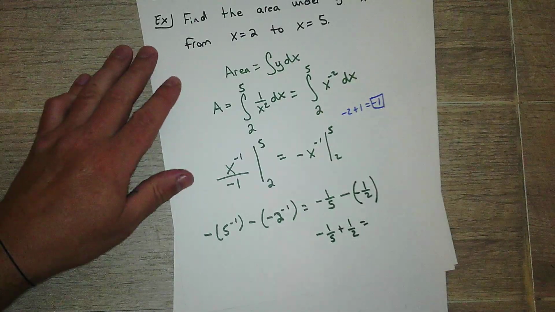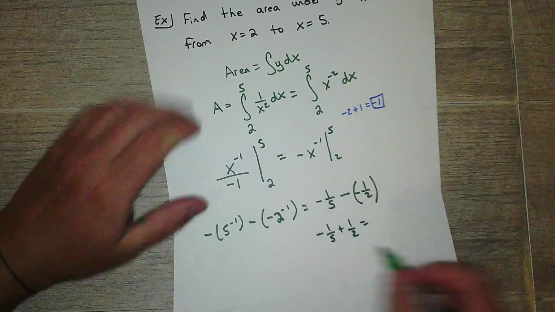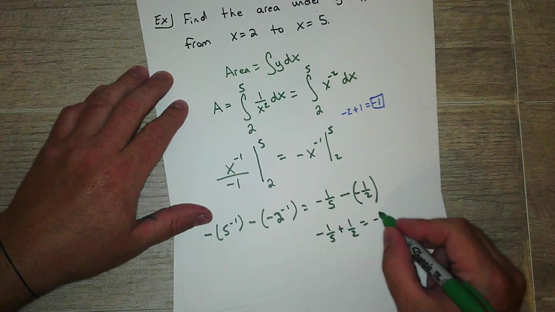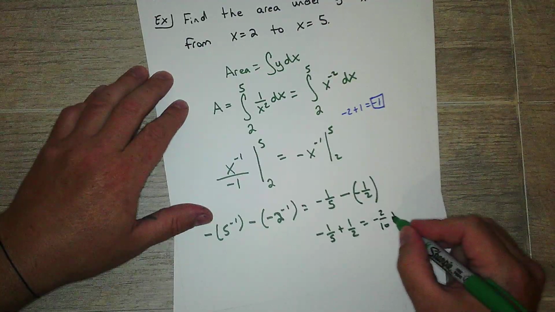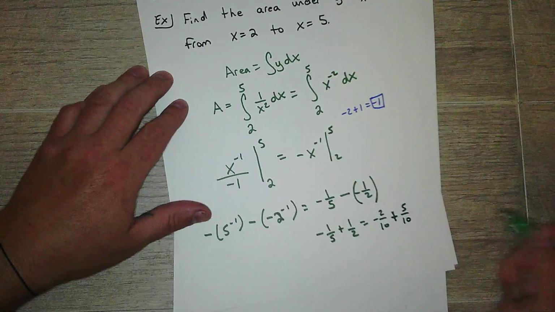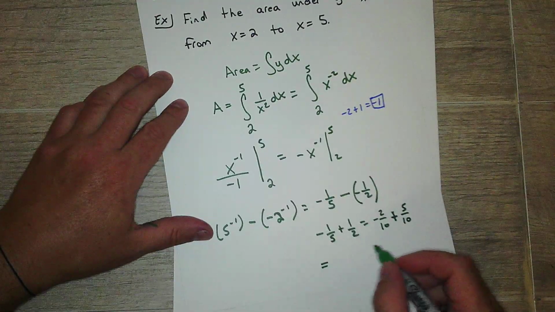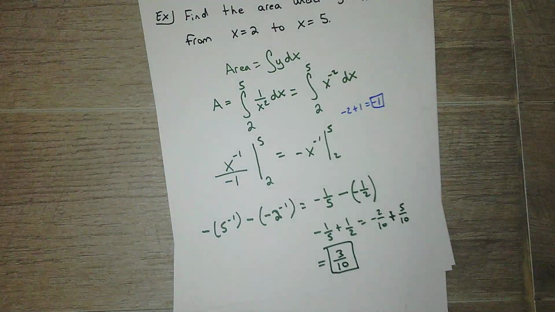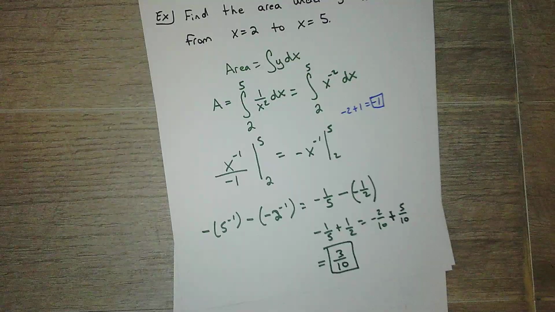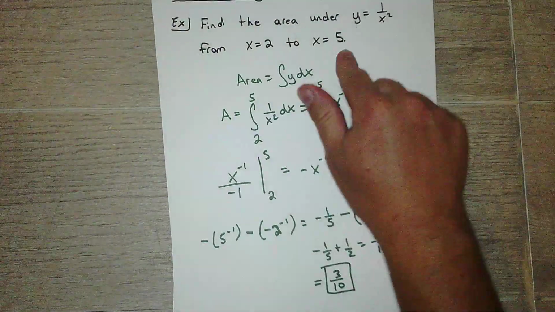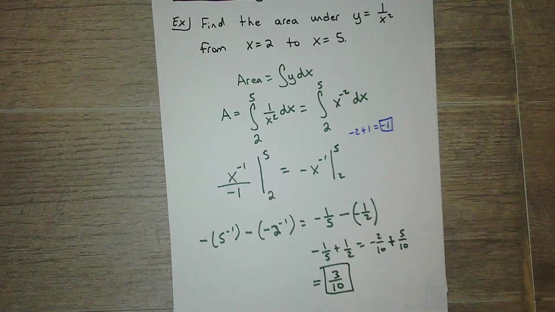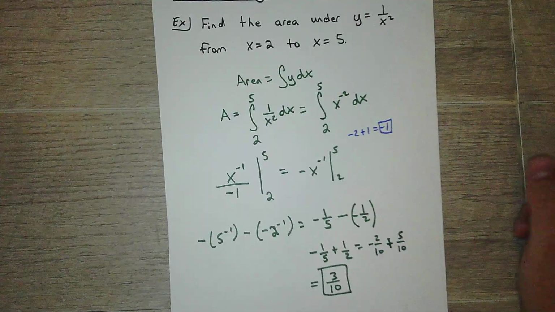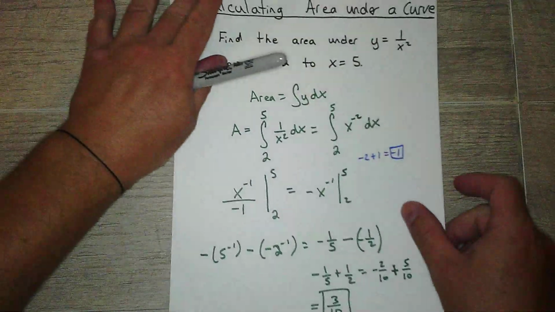Now we want to add these together, so you have to have a common denominator, which is going to be 10. I multiply this one by 2, so that's negative 2/10. Multiply this one by 5, that's plus 5/10. So negative 2 plus 5 is 3 over 10. So the area under the curve between these two values is 3/10, and whatever the unit will be. Sometimes I might give it to you as a unit, sometimes they don't. Hopefully that wasn't too hard.